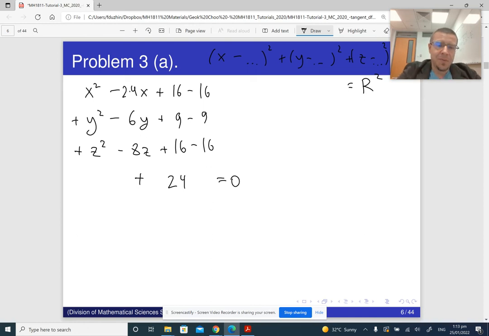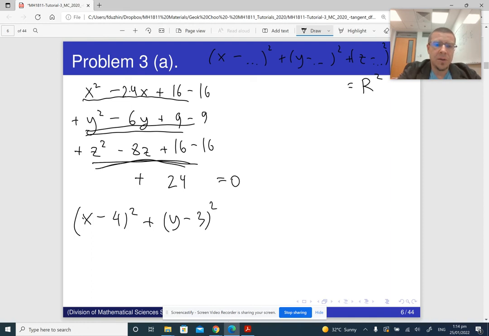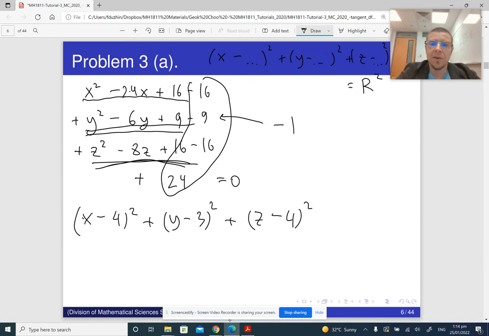Okay, so now this part is really x minus 4 squared. Now this part is really y minus 3 squared, and this part is z minus 4 squared. Okay, and besides we have these terms that are still unaccounted for. So minus 16 minus 9 minus 16 plus 24 is minus 17. So these three terms are minus 17. So moving this minus 17 to the right hand side, I get 17.